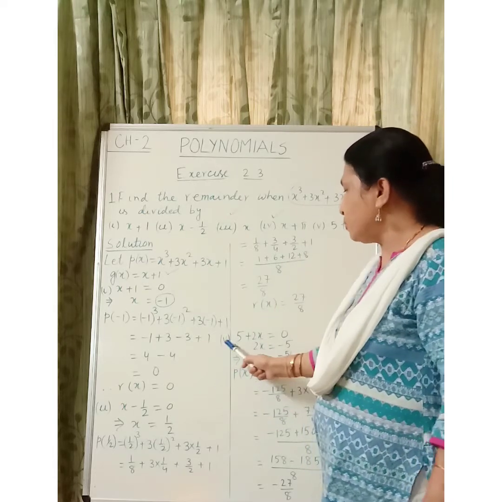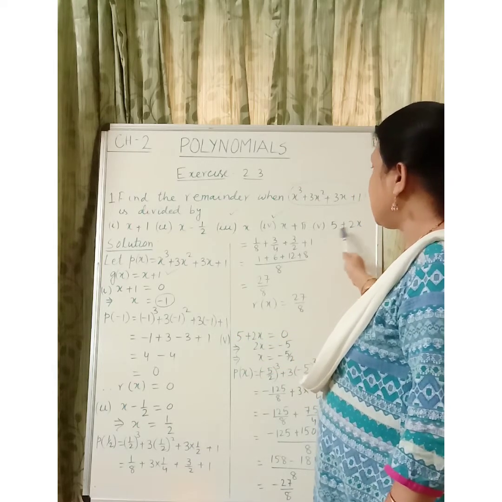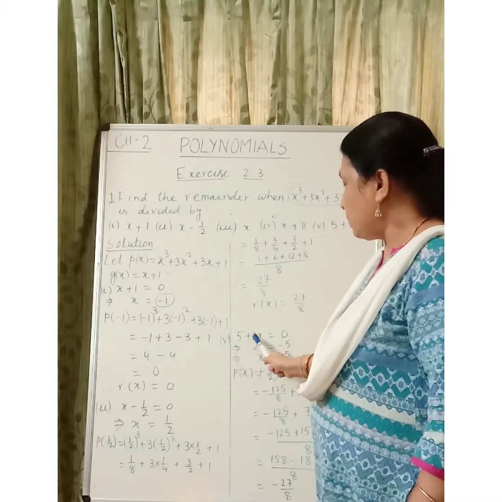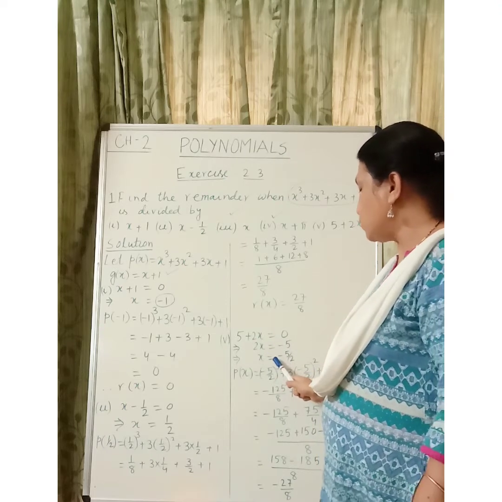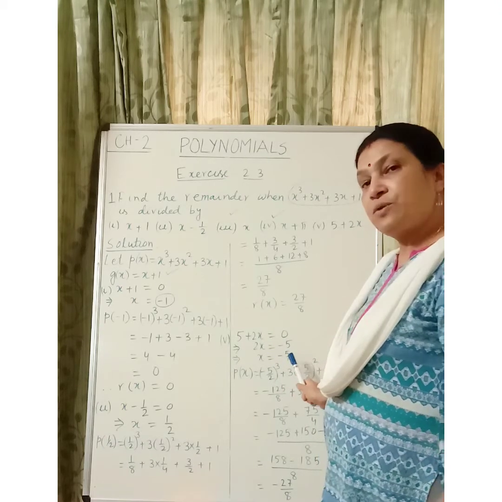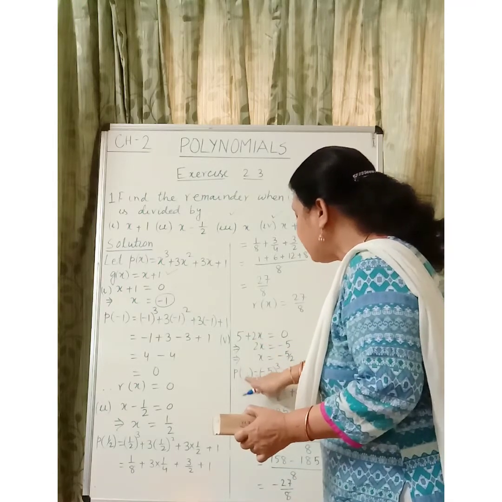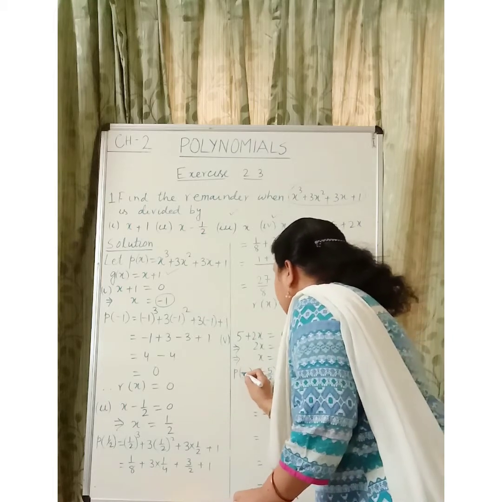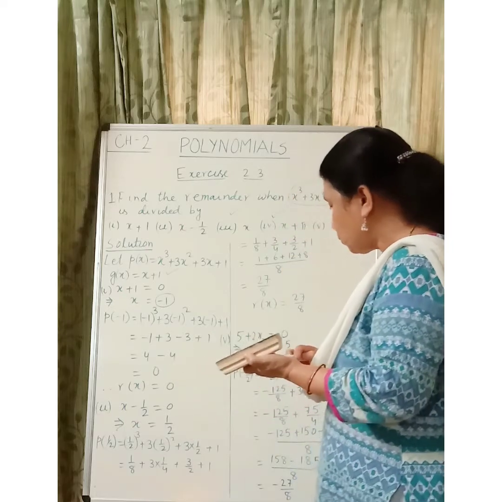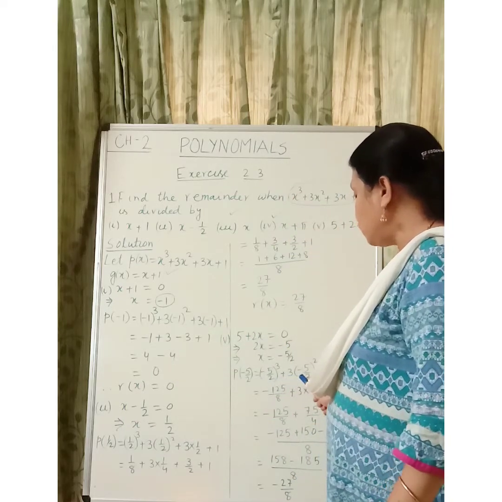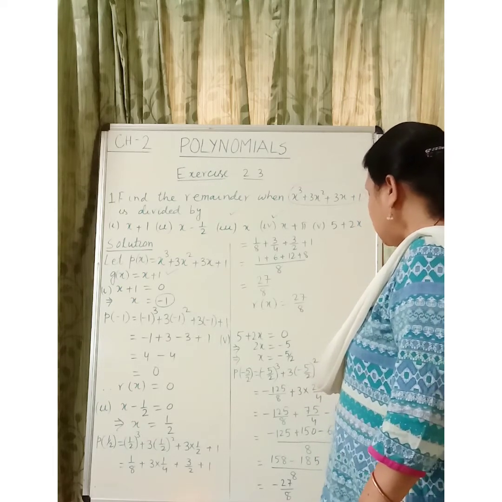Now fifth part I have solved here. 5 plus 2x will be 0 because this 5 plus 2x is the divisor polynomial. So 5 plus 2x becomes 0. So 2x is equal to minus 5. x is equal to minus 5 upon 2. So substituting the value of x in the polynomial, we are getting p of minus 5 upon 2. P of minus 5 upon 2 will be minus 5 upon 2 whole cube plus 3 into minus 5 upon 2 square plus 3 into minus 5 upon 2 plus 1.